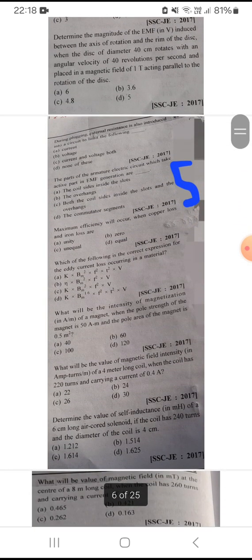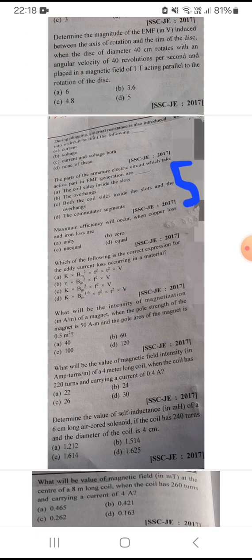Next, during plugging, external resistance is also introduced into a circuit to limit the following. Option A, the current, is the right answer. The parts of the armature electric circuit which take active part in EMF generation are: option A, the coil side inside the slots is the right answer.